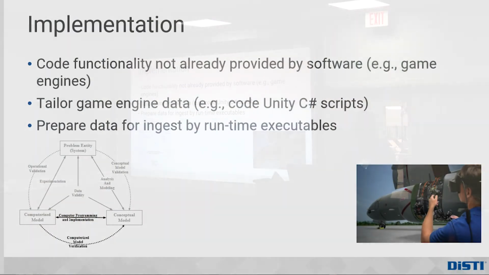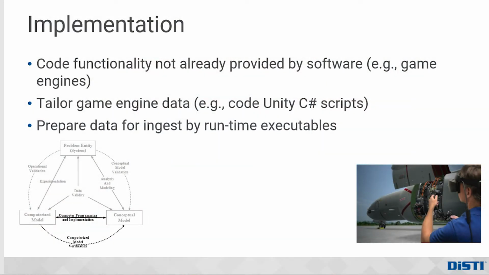So once we have those conceptual models, we're able to use those to implement. This is where we create software code that we don't already have off the shelf from things like game engines. And we also tailor game engine data. For example, the Unity game engine has C# that it uses for scripts. So the software engineers are able to go into the game engine and using Microsoft Visual Studio, create those behaviors for those objects. So this whole implementation stage is to prepare the data so that you can create the executables of your software.